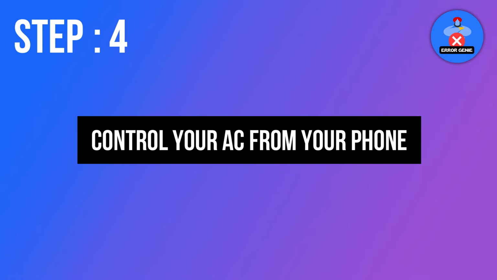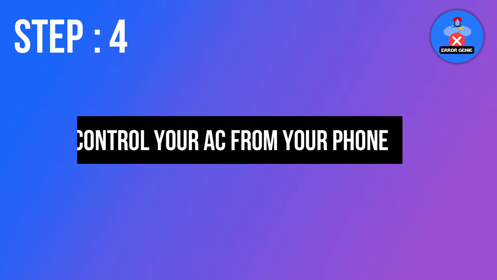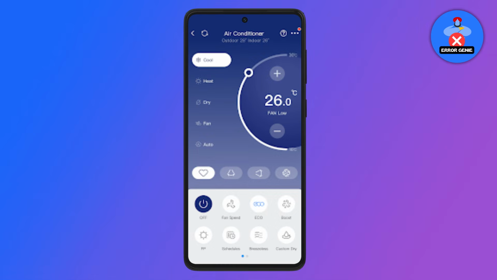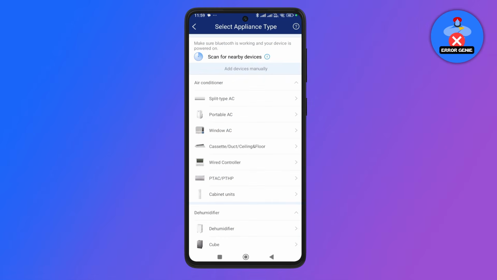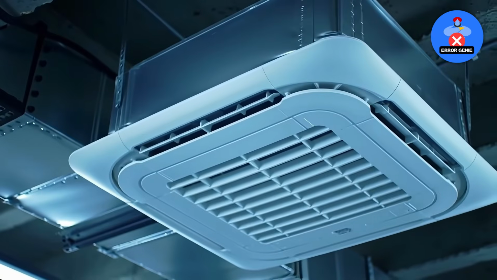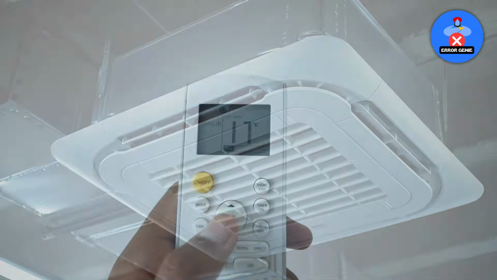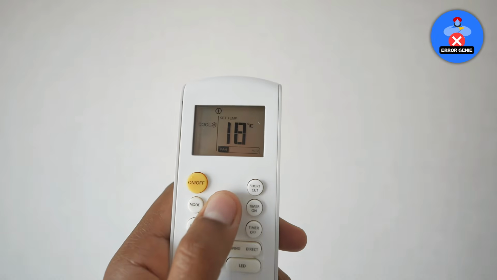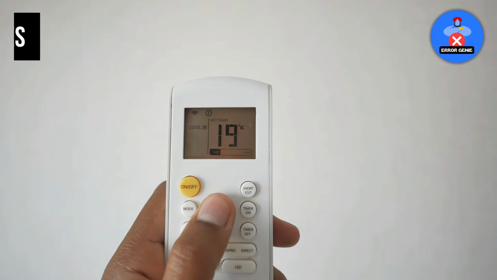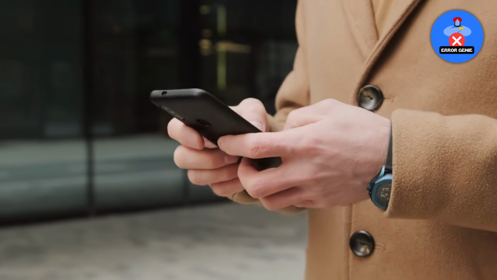Step 5. Control your AC from your phone. After a successful connection, you'll see your AC listed in the app. From here you can turn it on or off, adjust the temperature and fan speed, set timers or schedules, and even control it when you're away from home.